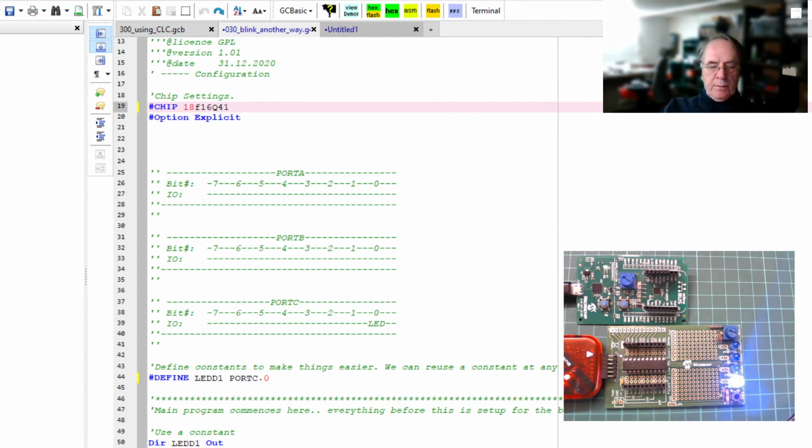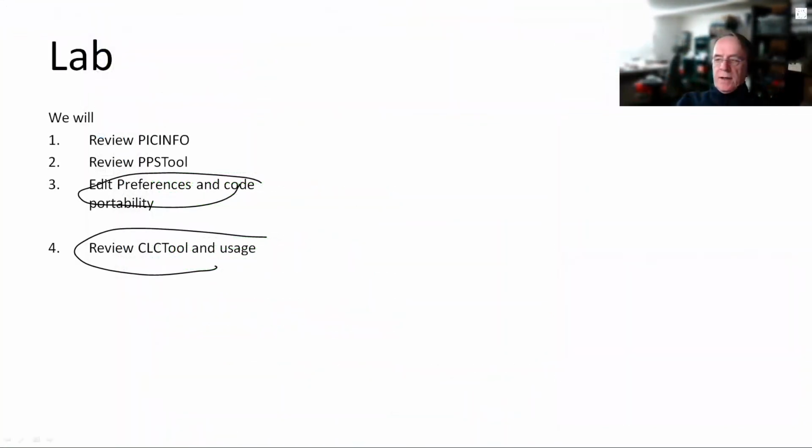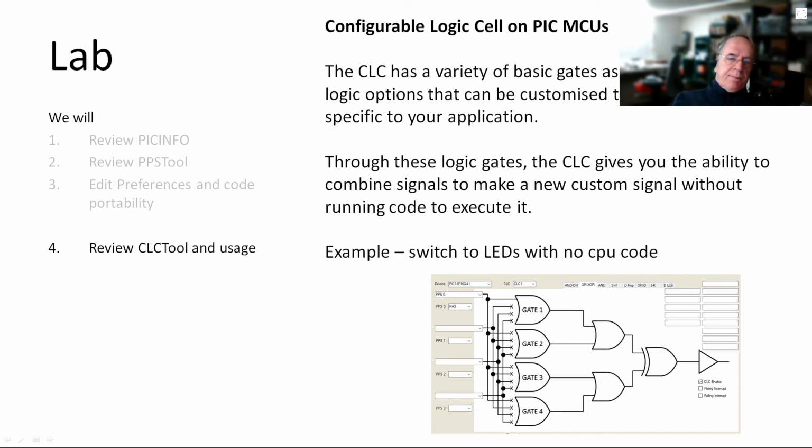So I want to go back to PowerPoint to see where we are, because I've just shown you PICInfo. I've shown you PPSTool, edit preferences. Let's look at CLC. So CLC, I'm going to show you how to use it, just to show that you can use code generators in other places and other tools just to paste them into Graphical BASIC. Well, CLC is a series of basic gates and sequence logic options that can be customized in your specific applications.